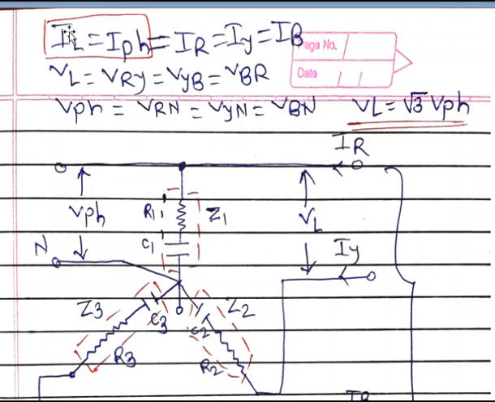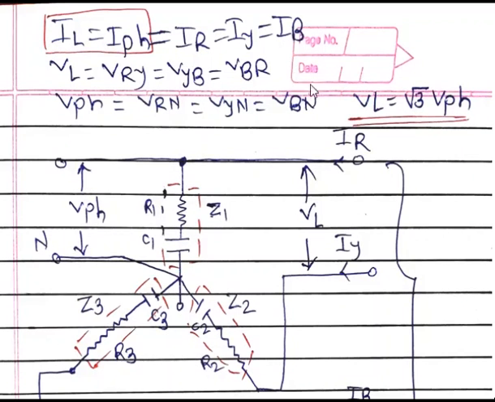Now this circuit is a star connected load, therefore the relation between the line current and phase current is that IL is equal to IPH. This is a star connection load. Therefore, the current passing through each line has only one path available for flowing. This IR line and the phase impedance Z1 are in series with each other. Therefore, the current is the same for this line.